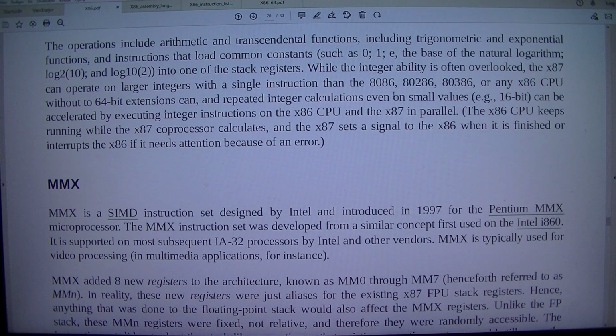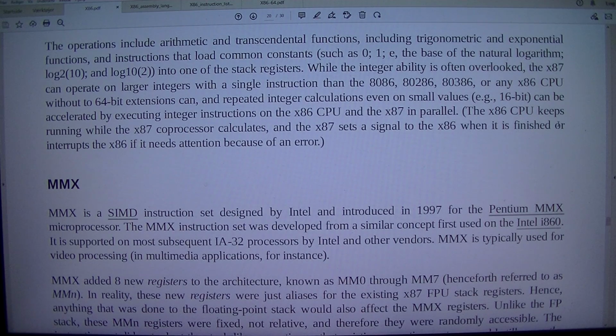While the integer ability is often overlooked, the x87 can operate on larger integers with a single instruction than the 8086, 80286, 80386, or any x86 CPU without the 64-bit extensions can, and repeated integer calculations, even on small values, for example 16-bit, can be accelerated by executing integer instructions on the x86 CPU and the x87 in parallel.